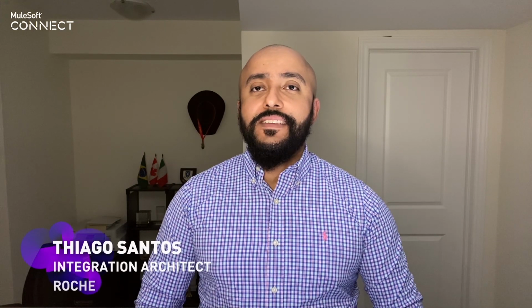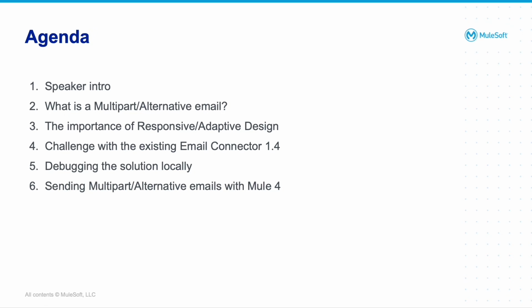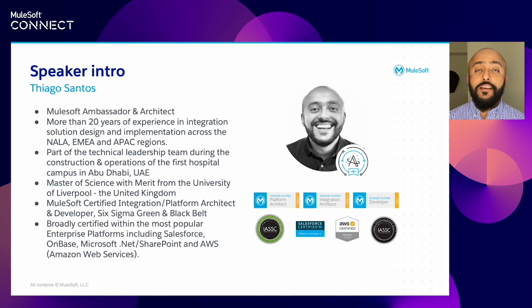Hello, my name is Thiago Santos, and I'm going to be walking through how to send multi-part alternative mails using Mule 4. The agenda is pretty straightforward today. We're going to have our speaker intro and talk about multi-part alternative mails, the importance of responsive and adaptive design, challenges with the existing email connector 1.4, and how to debug the solution locally. I'm also going to walk through some tools which I use to design, test, and validate all my multi-part alternative solutions.